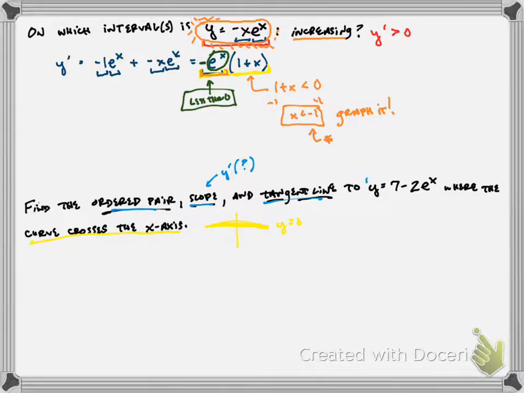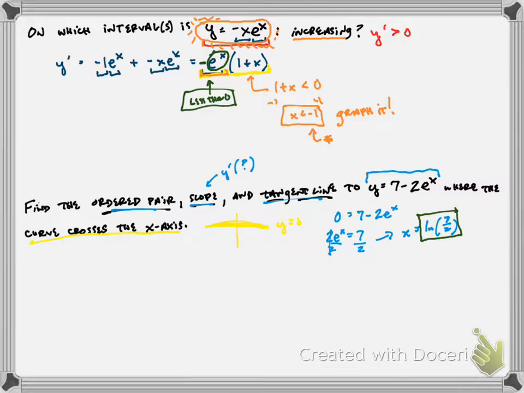This is where the original function crosses the x-axis. So I'm going to set y equal to 0. 0 is equal to 7 minus 2e to the x. I'll add 2e to the x to both sides, divide by 2, and then, of course, take the natural log of both sides. So x is equal to the natural log of 7 over 2. We're going to keep working with exact values throughout the semester. So the natural log of 7 over 2 is our input when y is our output.